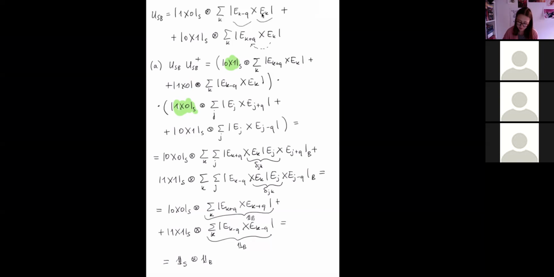So what we arrive at is |0><0| on S times sum over K |E_K plus Q><E_K plus Q|, plus |1><1| on S times sum over K |E_K minus Q><E_K minus Q|. We don't care about Q because K is summing from minus infinity to plus infinity. And because the E_K form a complete basis, this is actually identity, and this is also identity. So I'm acting on B. And |0><0| on S plus |1><1| on S is also an identity. So then we have identity on S, identity on B, identity on SB, which means that U is a unitary.